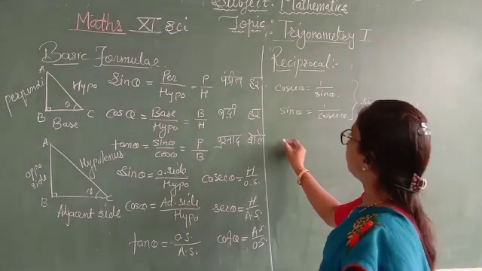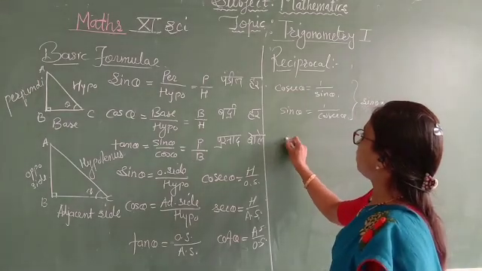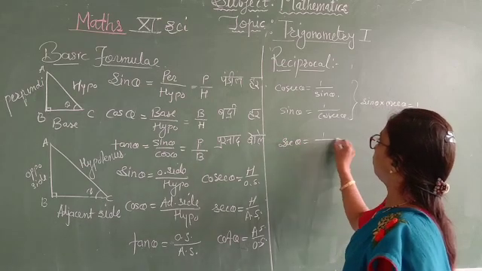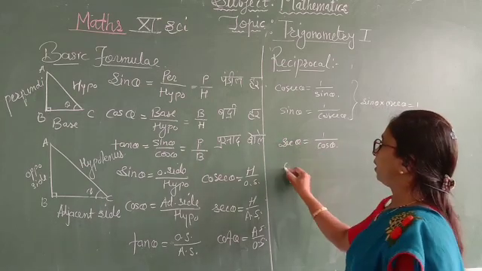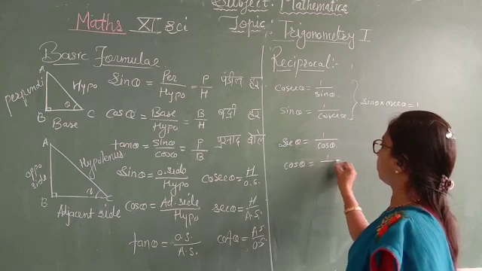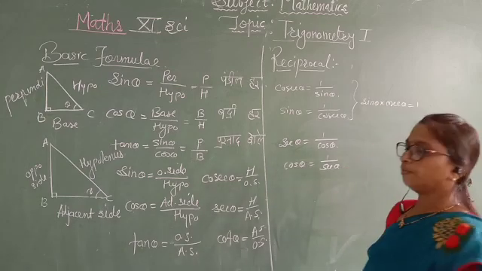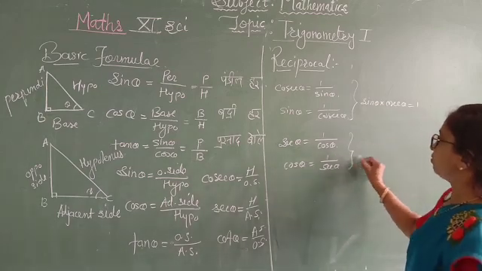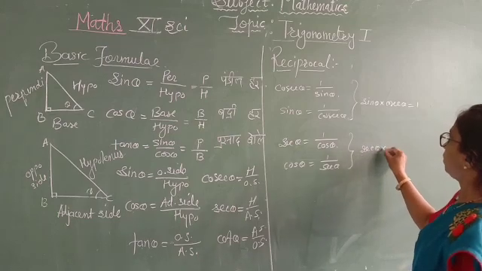Then sec theta is the reciprocal of cos theta. You can write cos theta is the reciprocal of sec theta. So from this we get sec theta into cos theta is 1.